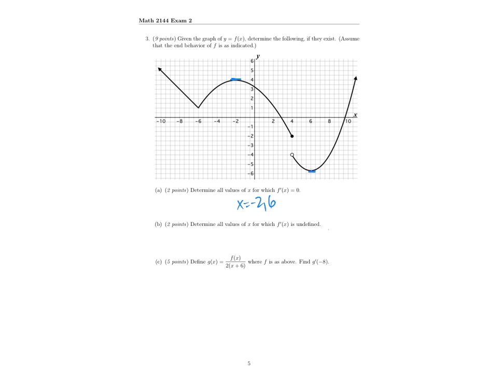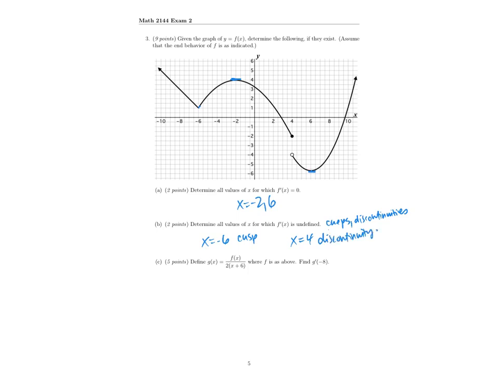So places where f prime is undefined are going to be cusps, and also places where it's not continuous, so discontinuities. So at x equal -6, we have a cusp, so here, and then at x equal 4, we have a discontinuity.